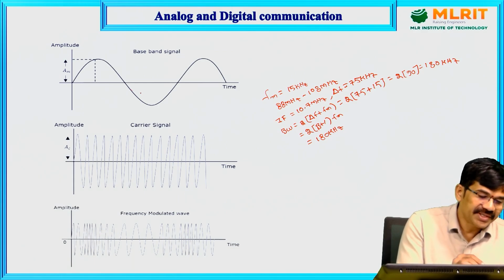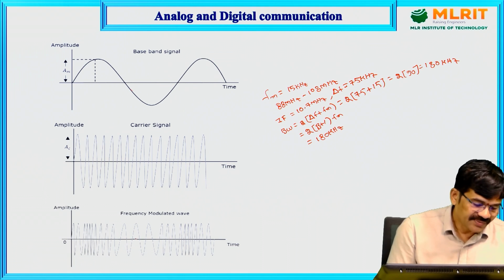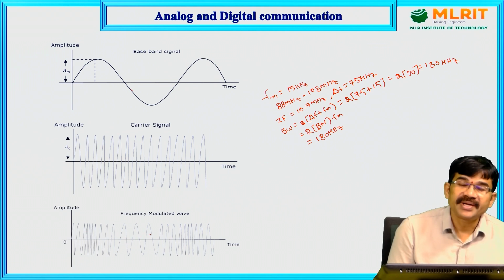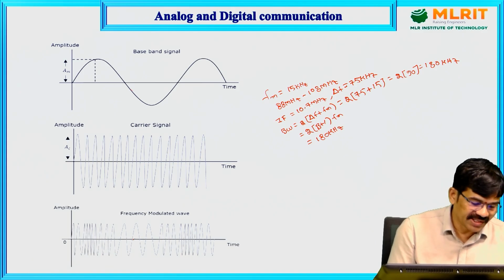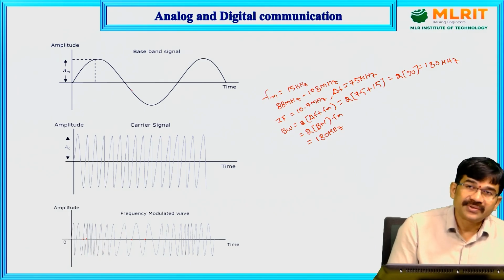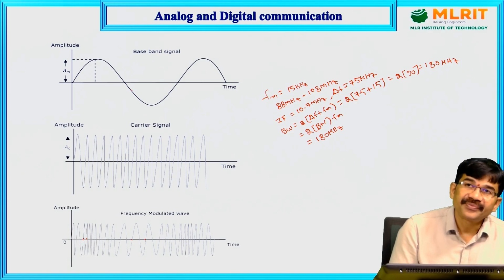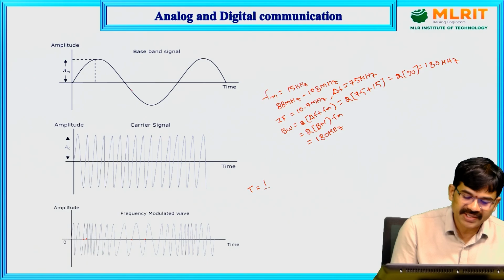Whenever the modulating signal is varying in the negative axis, that is low, here the frequency is expanded. Compression and expansion: expansion means the time period from peak to peak is less. So the time period from peak to peak is very low. Very low means, since T is 1 by F, the frequency is very high.